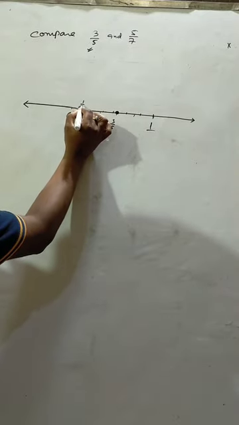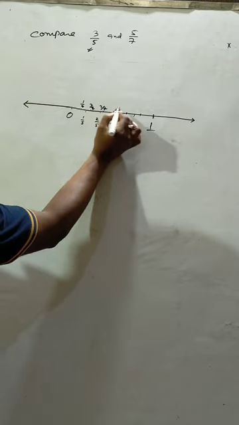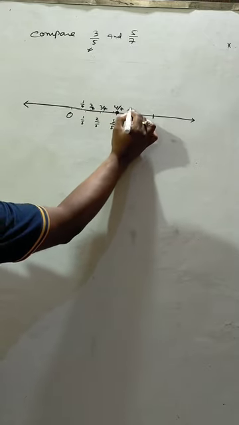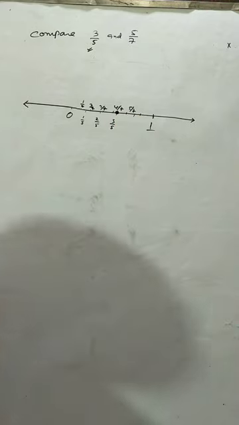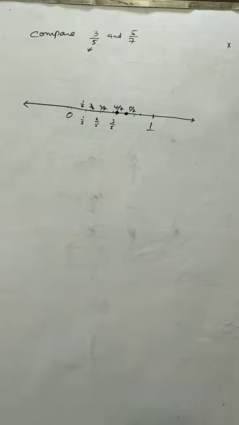Suppose this is called 1 by 7. This is 2 by 7. This is 3 by 7. This is 4 by 7. This is 5 by 7. So 5 by 7 is here. Okay? 5 by 7 is here.